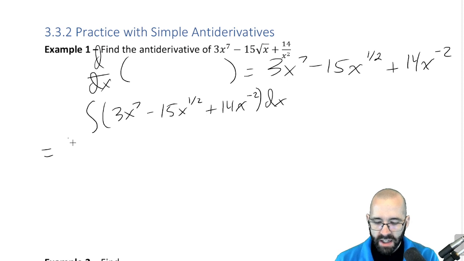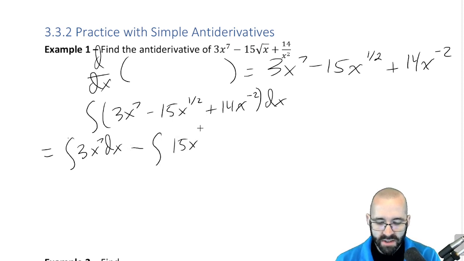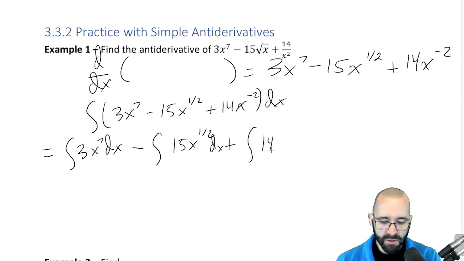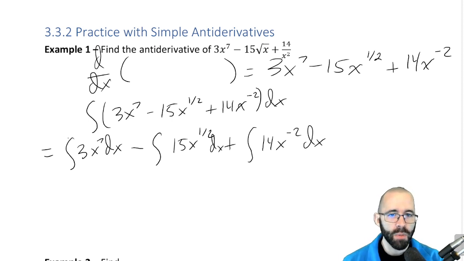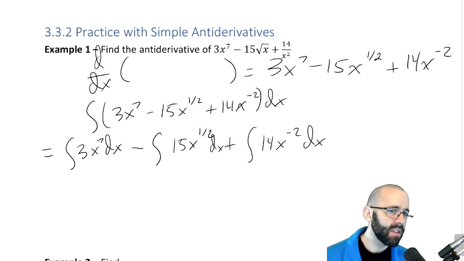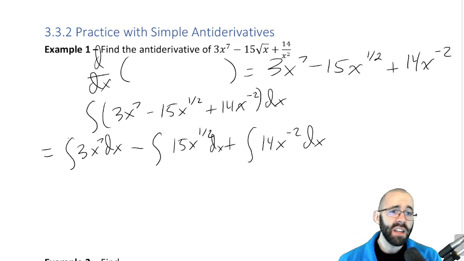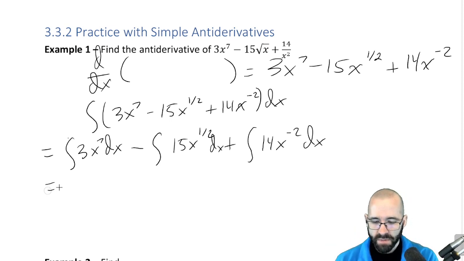Really, what we're taking is the antiderivative of 3x to the 7th. We're subtracting the antiderivative of 15x to the 1/2. Then we're adding the antiderivative of 14x to the -2. And again, we also have the constant multiple rule, so this constant could come out in front. Depends on how granular you want to get with the process, but it's just like derivatives. We just need to use the power rule on each one of these.